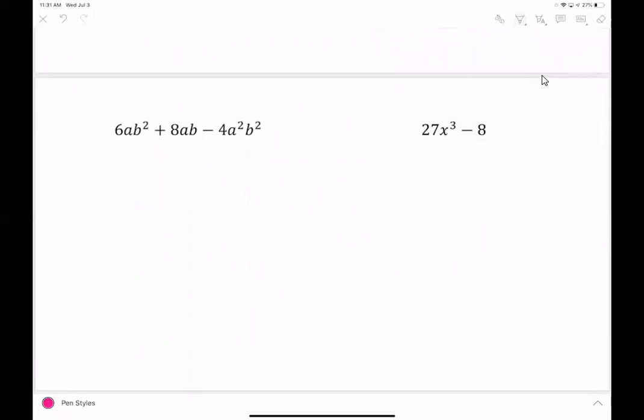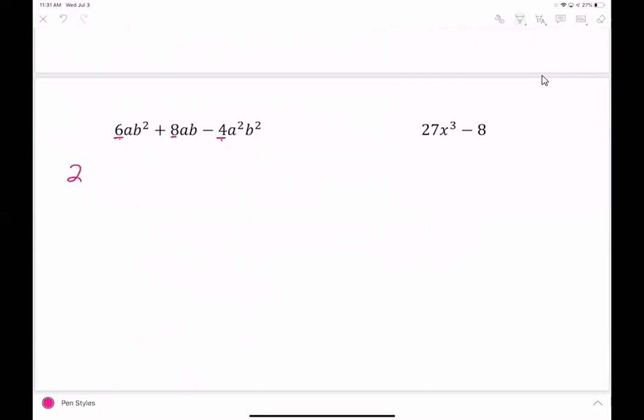This next example, I'm going to look to see if I have a GCF. We do have a GCF here. If I look at 6, 8, and 4, my smallest number is 4. 4 is a factor of 4, but it won't work for 6. 2 is a factor that will work for 6, 8, and 4. So I'm going to write 2.